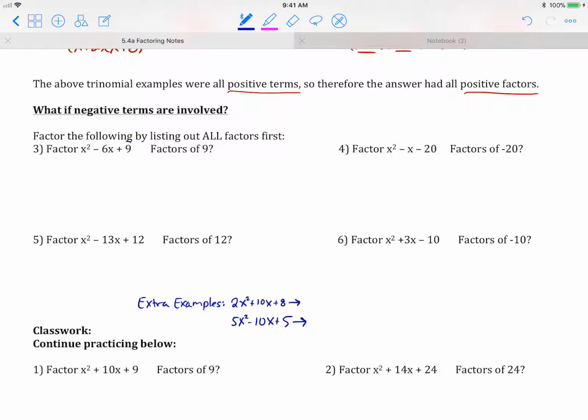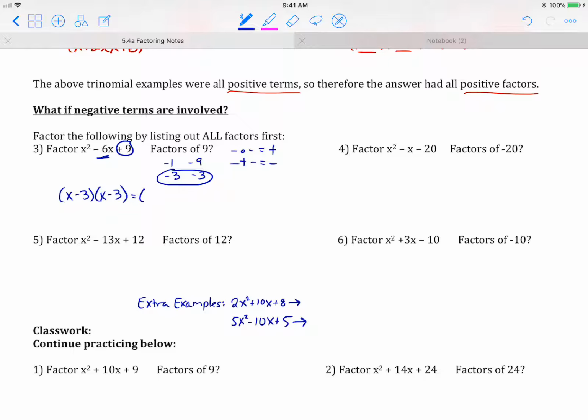First up, if you have a positive number at the end but a negative number in the middle, that means that you've had two negative numbers multiplied by each other that equal a positive, and when you add two negative numbers together, you actually get an even bigger negative number. So we will be looking for two negatives. So the factors of 9 could be -1 and -9, or -3 and -3. And which of those would add up to give us -6? Well, -3 and -3. So I'm going to go ahead and write my answer out.